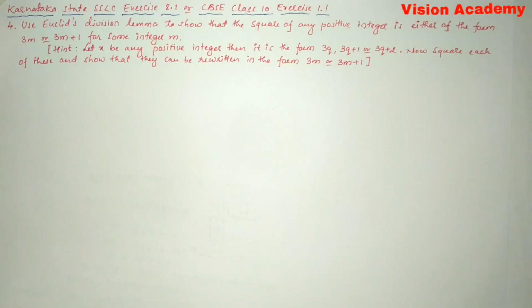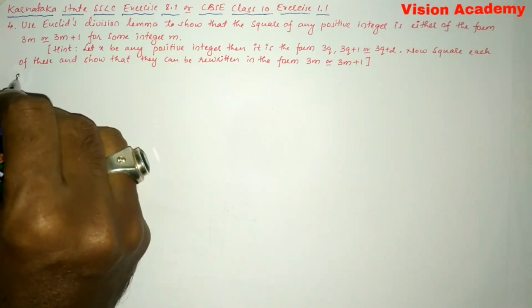Question number 4. Use Euclid's division lemma to show that the square of any positive integer is either of the form 3m or 3m plus 1 for some integer m. Hint: let x be any positive integer, then it is of the form 3q, 3q plus 1 or 3q plus 2. Now square each of these and show that they can be rewritten in the form 3m or 3m plus 1.